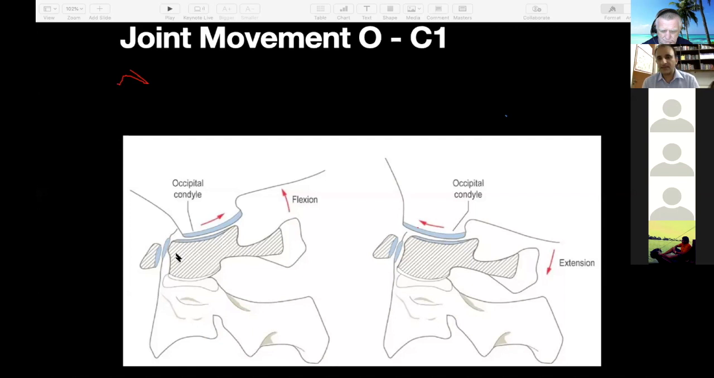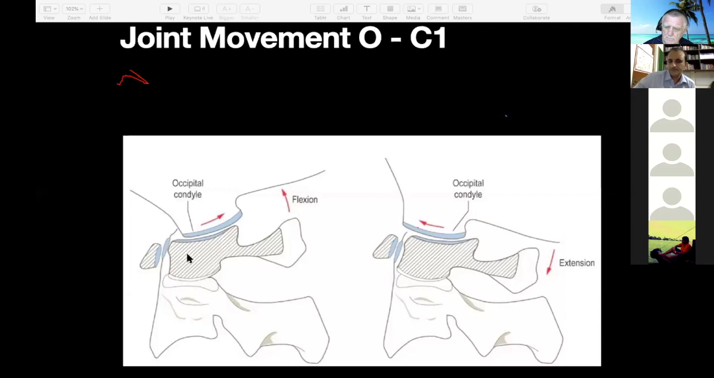Rishabh, again, when you are flexing, the occipital condyle is going back. Where should the atlas move? Will it move back or will it move in front? The atlas is going to move in front, is it? Anteriorly, sir. So you mean to say that this is the joint, and I am flexing, so my condyle is going back, but my atlas is going in front. Is that correct? Yes, sir. But why does that happen?